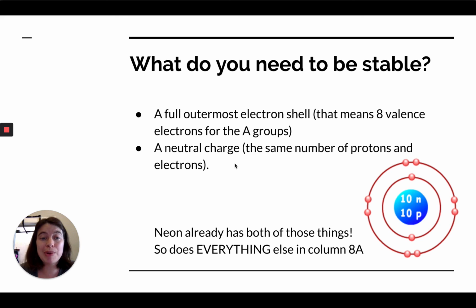So all of the noble gases are already stable. They don't need to form a chemical bond with anything. They're happy the way they are. So pretty much everything in column 8A isn't really going to react much. That's why these things are tasteless and odorless, right?